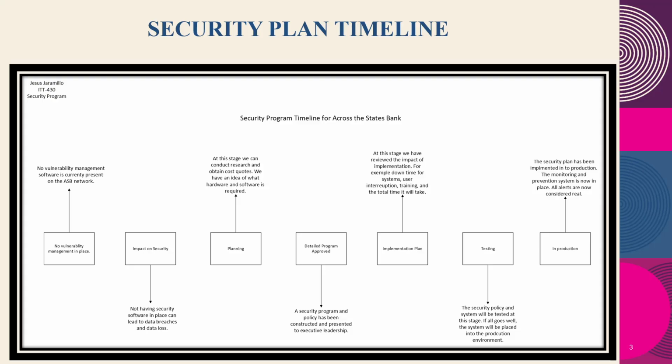So planning, stage three, is planning. At this stage, we can conduct some research and obtain quotes for costs of software, costs of hardware, costs of user training. With this stage, all that information is gathered and presented, and that way we can plan on building this security policy and everything that comes with it. Other things to consider here are working with vendors and generating quotes so we have everything on paper and we know exactly what the cost is going to be.